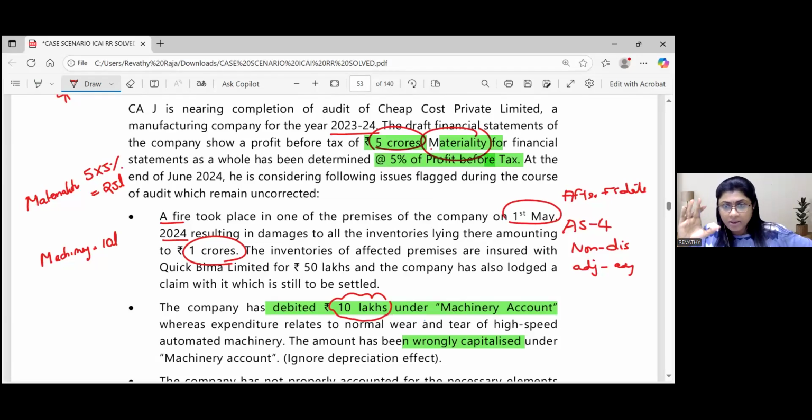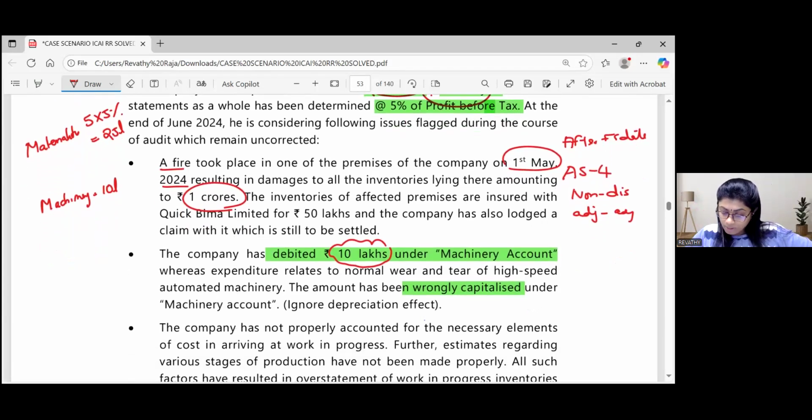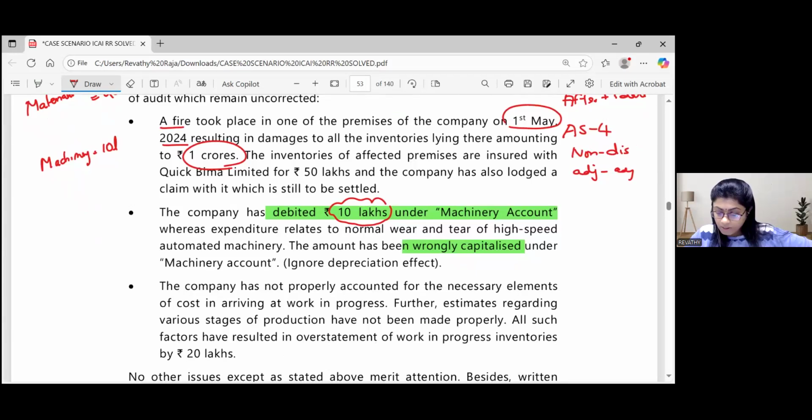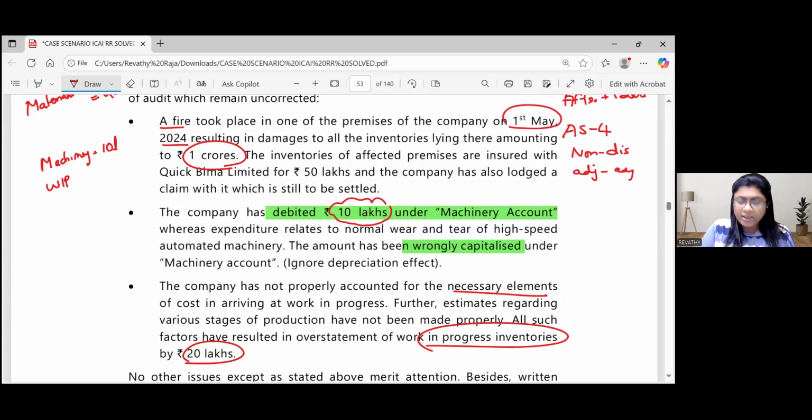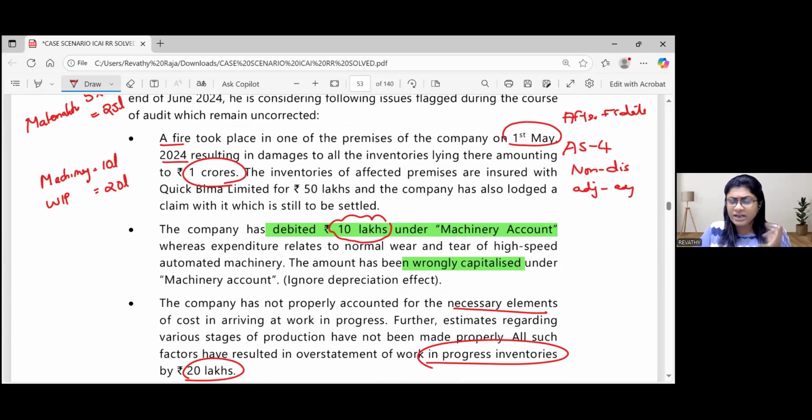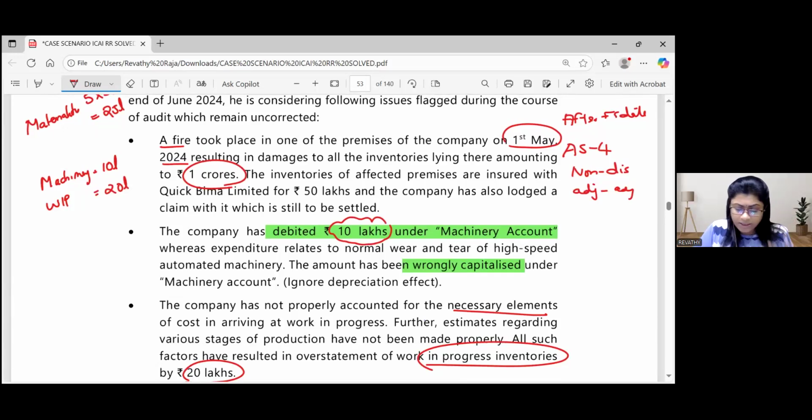Machinery is immaterial. Okay, wait. One more error was there. Work in progress. See, work in progress is 20 lakhs. Can you say, take work in progress? The company had not properly accounted for all the elements necessary for work in progress. Work in progress is 20 lakh, immaterial, below 25 lakh. Materiality is 25, immaterial. Do I need to be concerned?